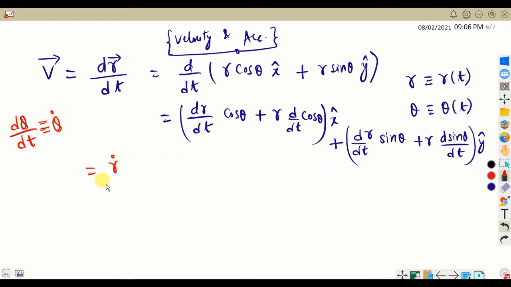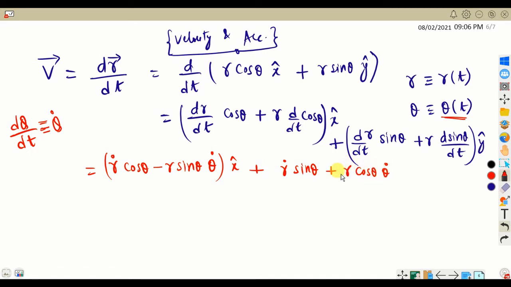Similarly I can write here r dot cos theta plus r, and d cos theta is minus sin theta, so I have to write here minus r sin theta, and theta is a function of time, therefore it will be theta dot. So far everything is fine. Similarly again r dot sin theta plus again r cos theta, theta dot, that is y hat.